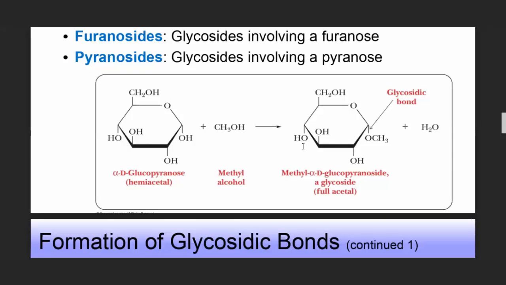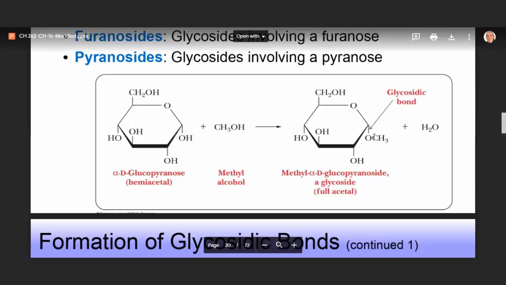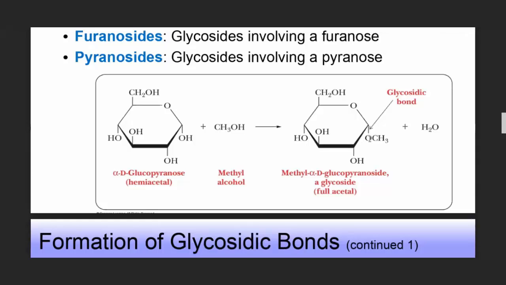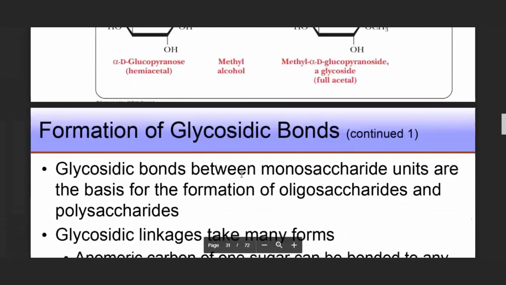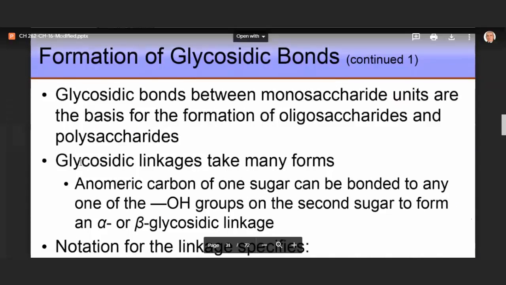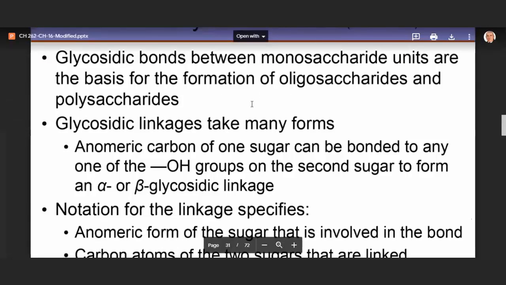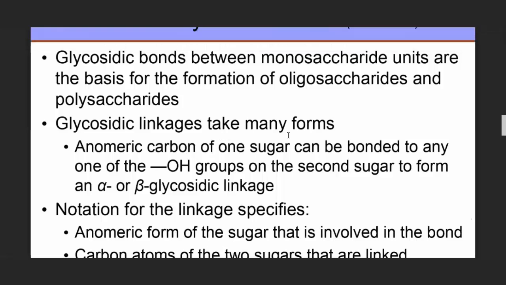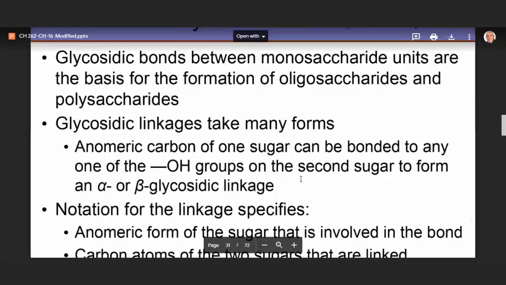Now, the glycosidic bonds between monosaccharide units are the basis for the formation of oligosaccharides and polysaccharides. Remember this. Formation of glycosidic bonds. As I said, these are the basis for the formation of oligosaccharides and polysaccharides. These glycosidic linkages take many forms. The anomeric carbon of one sugar can be bonded to any one of the OH groups on the second sugar to form an alpha or beta glycosidic linkage.